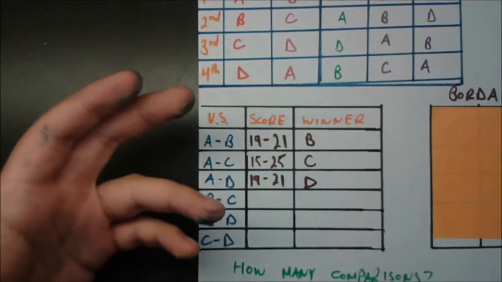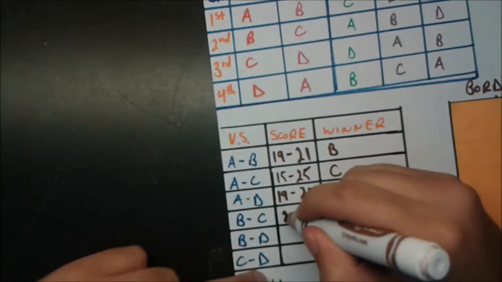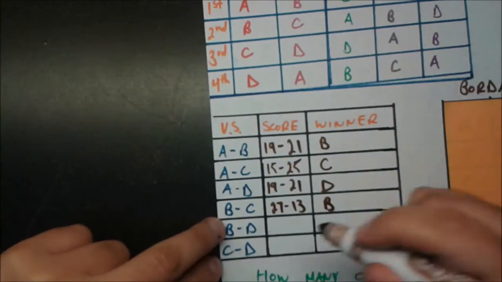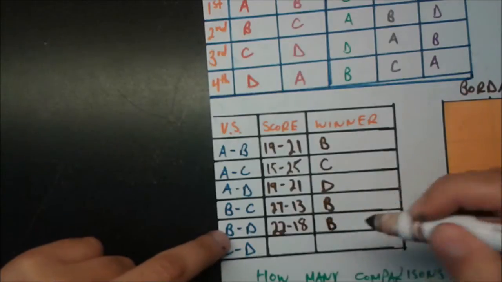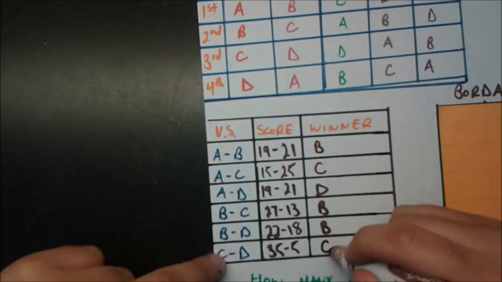And we just continue in that fashion, and then we see, all right, on the other ones, it's going to be 27-13, and who's going to win that? It's going to be B. Then it's going to be 22-18, and who's going to win that? It's going to be B. And then we have a whopping 35-5. Who's going to win that? It's going to be C.